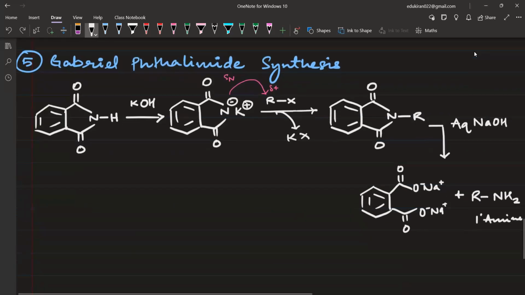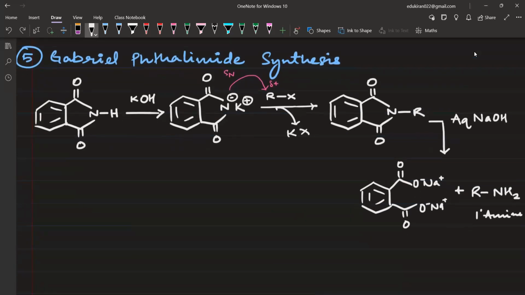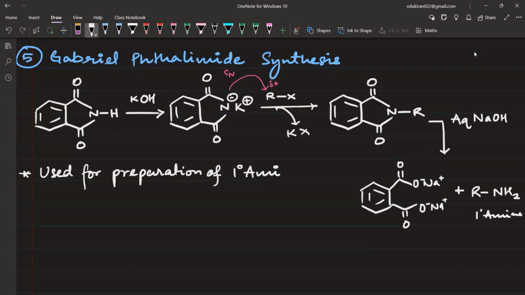But first of all, write this down and write the points here. It is used for preparation of 1 degree amines. Second is aromatic primary amine.